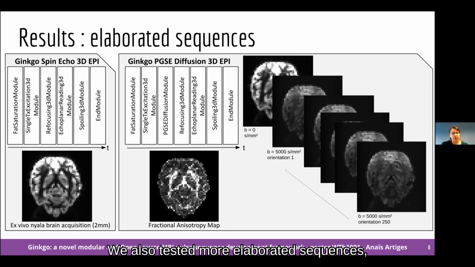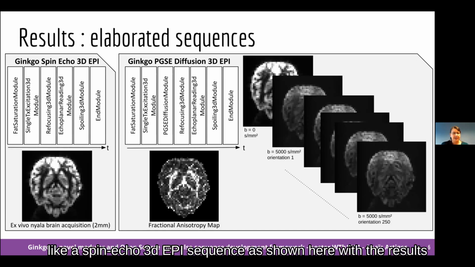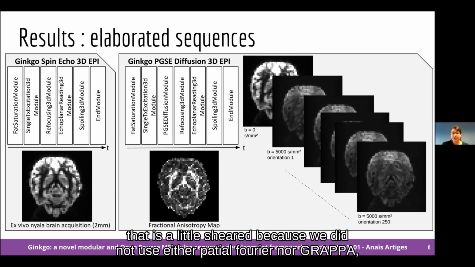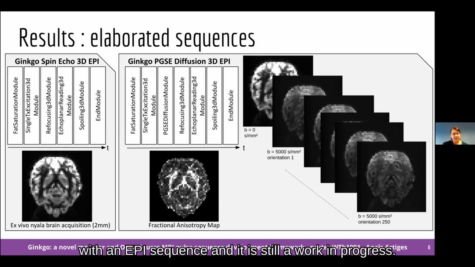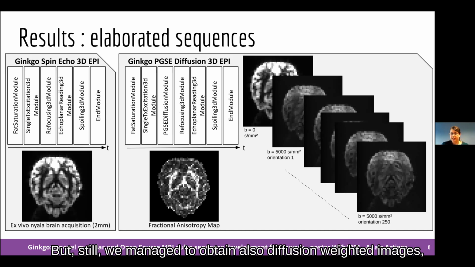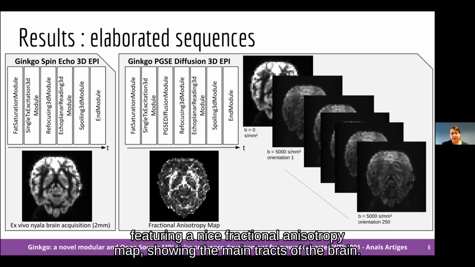We also tested more elaborate sequences, like a spin echo 3D EPI sequence, as shown here, giving us some results. That is a little blurred because we did not use either partial Fourier or GRAPPA, and we need them to have better images on postmortem material with EPI sequences, and it is still a work in progress. But still, we managed to also obtain diffusion-weighted images featuring a nice fractional anisotropy map showing the main tracks of the brain.